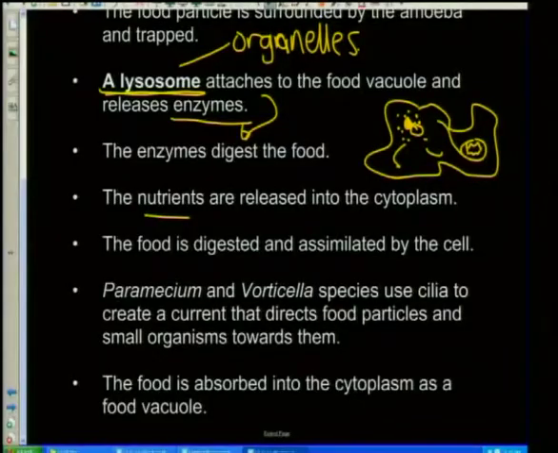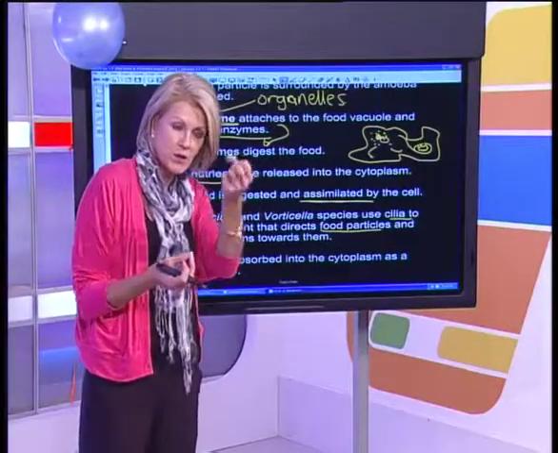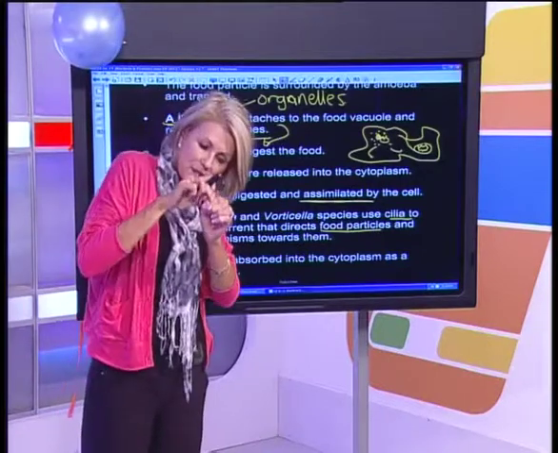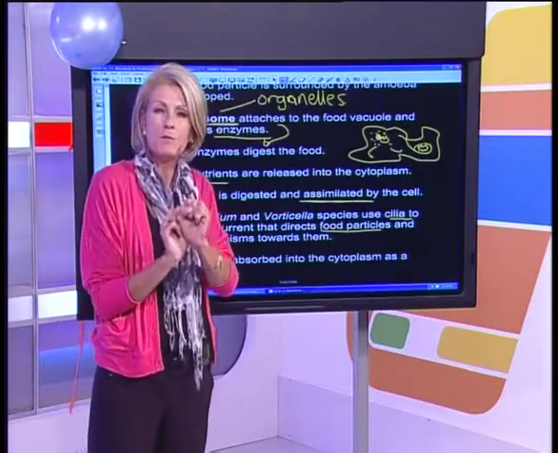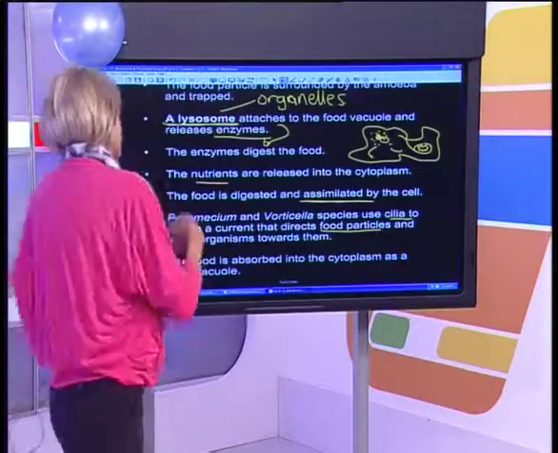The food, as we say, is assimilated. That means it's used. And then your Paramecium and your Vorticella species, they have the cilia, and they vibrate them around, pull the food particle into the little cell, and then they digest them as well. So you've got that same process of the live food particle forming a vacuole with a little water particle and the little food particle inside there, lysosome, and it digests it.